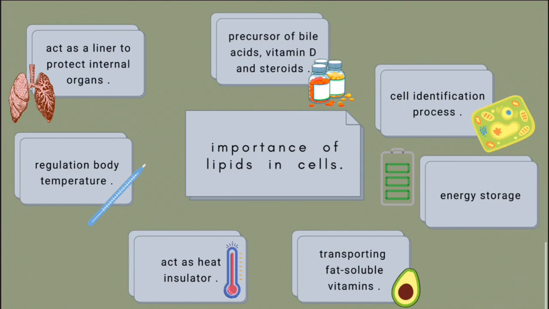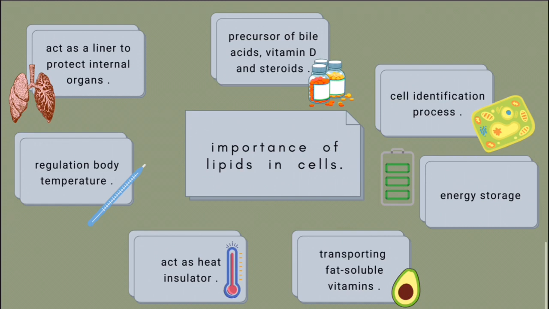So we all know that there are 4 types of lipids, which are fats, waxes, phospholipid, and steroids. There are many importance of lipids in cells, such as fats function as energy storage. Fats also act as a liner to protect internal organs, act as heat insulator for animals, and regulate body temperature. Fats also play important roles to transport fat-soluble vitamins.